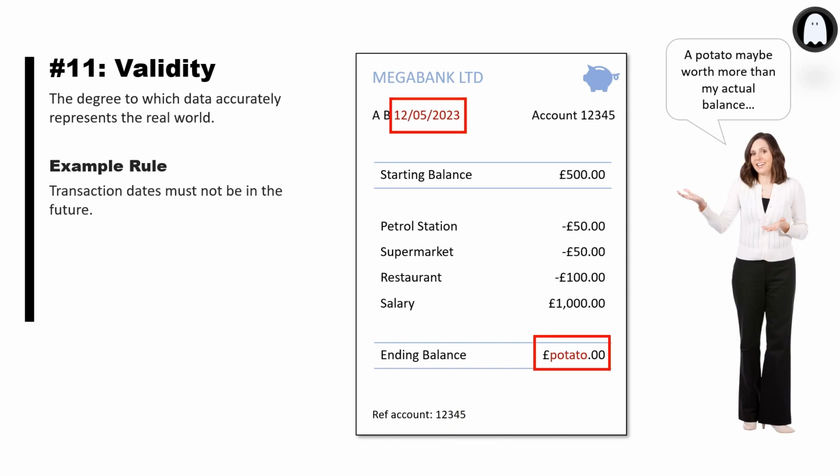Finally then, the last in the list is number 11, validity. Validity says that the statement should show the correct type of data in the individual fields. Seeing a date in a surname field or the word potato in an account balance is an example of non-valid data. Validity does not ensure it is the right data, however, that's more of an accuracy issue. An example of a validity rule is that transaction dates must not be in the future unless the customer is Doctor Who.